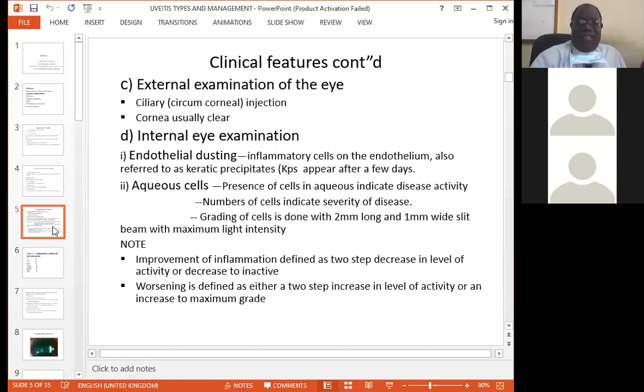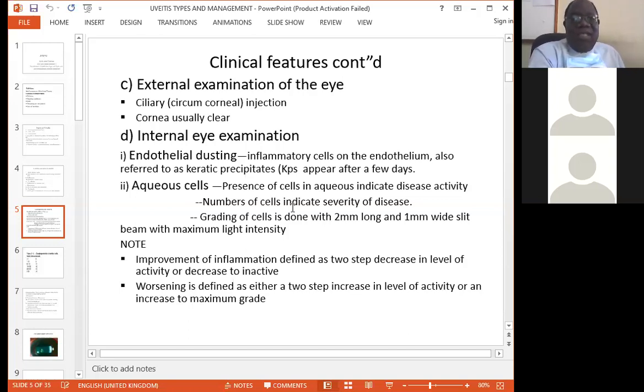So endothelial dusting, these are inflammatory cells on the endothelium, also referred to as keratic precipitates. KPs appear after a few days. Aqueous cells, presence of cells within the aqueous humor. You've got the cornea. From the endothelium, you are entering into the anterior chamber where there is the aqueous humor. So if there is a lot of inflammation, some cells are stuck on the endothelial part of the cornea. Some cells are floating within the aqueous humor. So you see those cells within the aqueous humor, what they are referring to as aqueous cells.